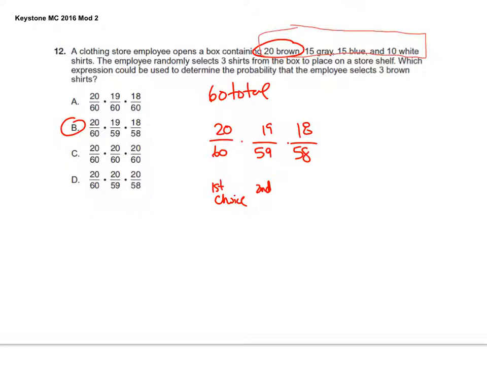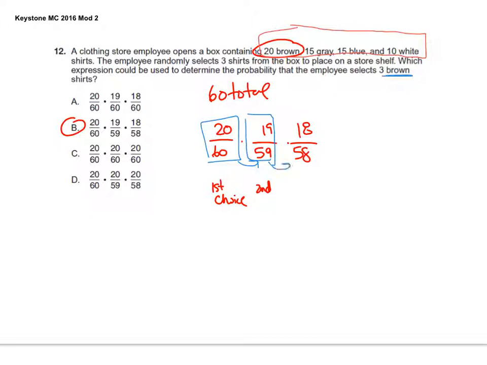Well, for that first choice, there's 20 brown. We're talking about picking brown shirts, and we're only going to do it 3 times. So you can see 3 fractions here. I've got 20 brown shirts in there out of the 60. So that's the chance I would get a brown shirt the first time. But now I'm down a shirt, and I'm assuming I've picked a brown one. So now there are 19 brown left out of a potential 59.